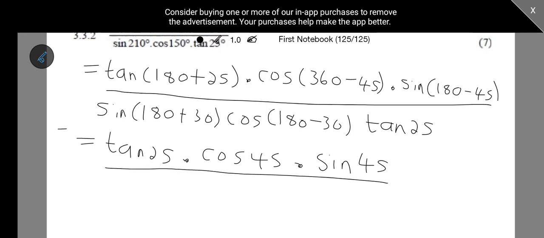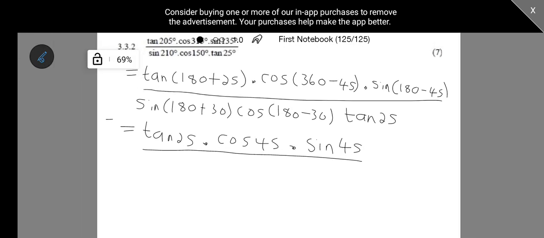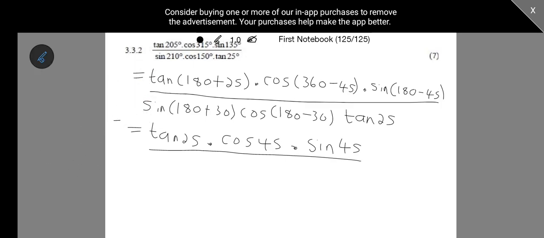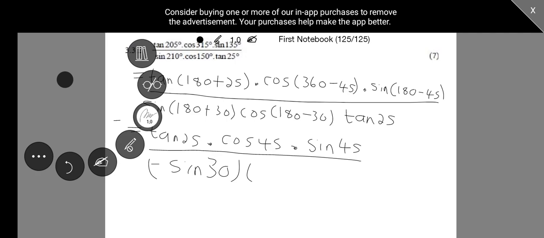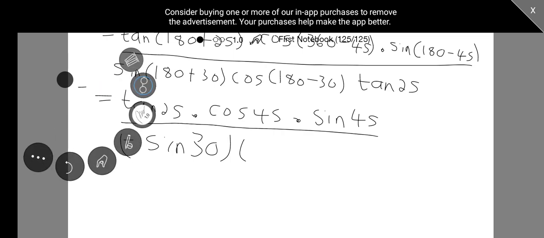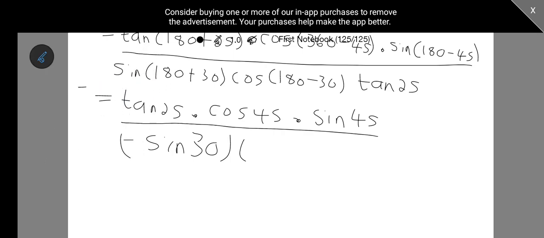And then below we have got sine of 180 degrees plus. Remember, 180 degrees plus lies in the third quadrant, and sine in the third quadrant is negative, and this will be negative sine 30. Negative sine 30, and then we multiply it by what? Cos 180 degrees minus, it's also in the second quadrant, and cosine is negative in the second quadrant, and this will be 180 degrees minus 30, and this will be negative cosine of 30. Then multiplied by tan 25.